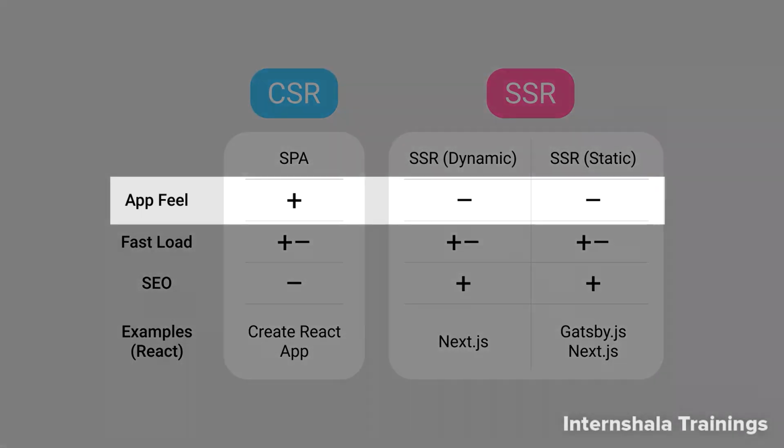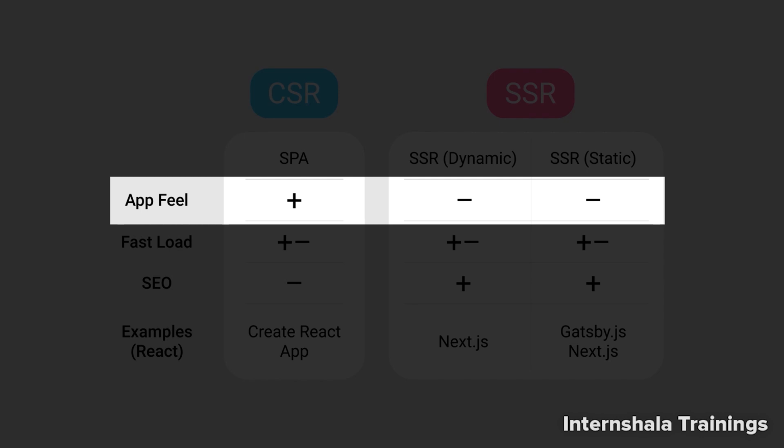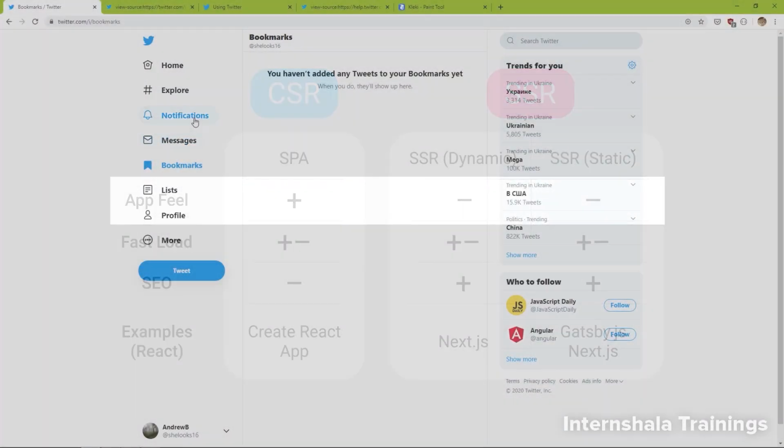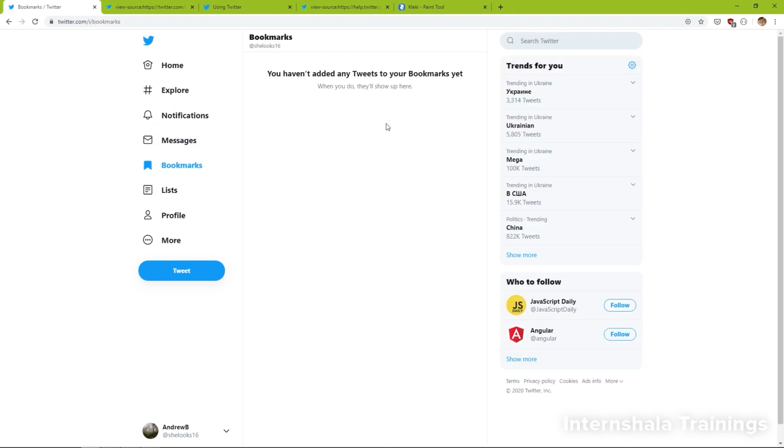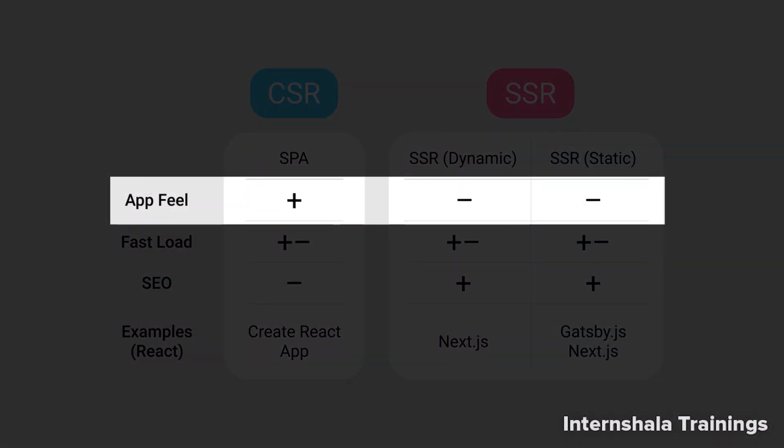So first we have app feel. And what is app feel? With single page apps, I put a plus because if we look at Twitter and navigate through the website, we can see that it actually feels like an application, not like a website at all. That's the point of single page apps. With server-side rendering dynamic and static, we don't have such things because the page is refreshing and we understand instantly that this is a website. It is possible to achieve this feeling of an app by using a hybrid app, as I said before, but that's not rare cases, it is just another topic.